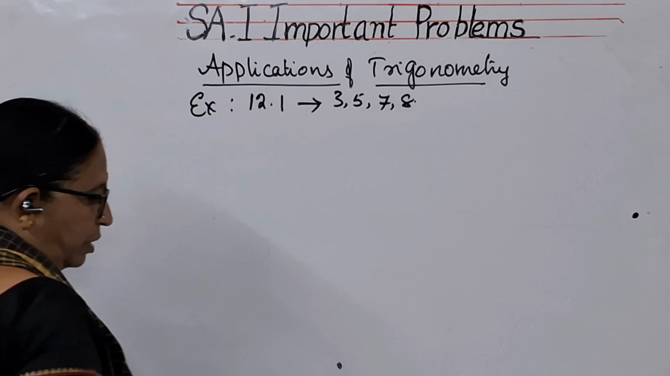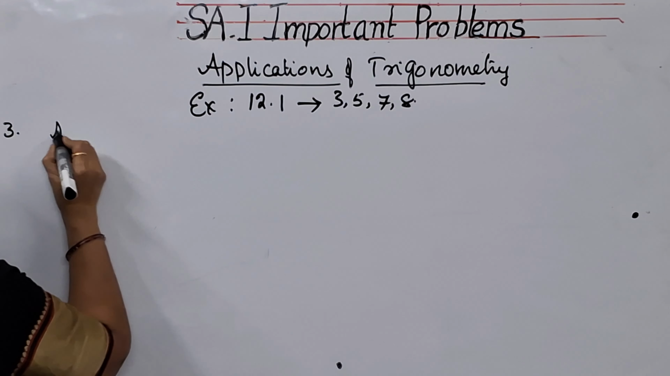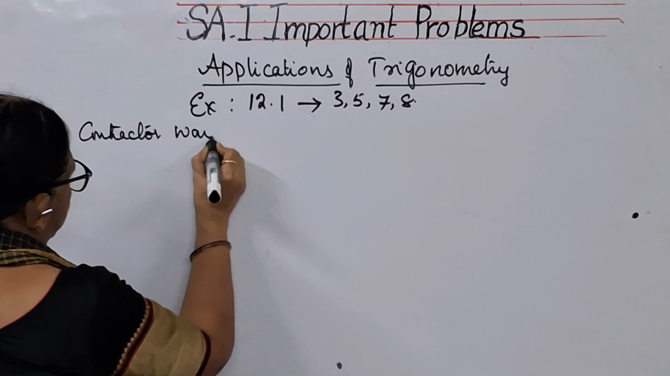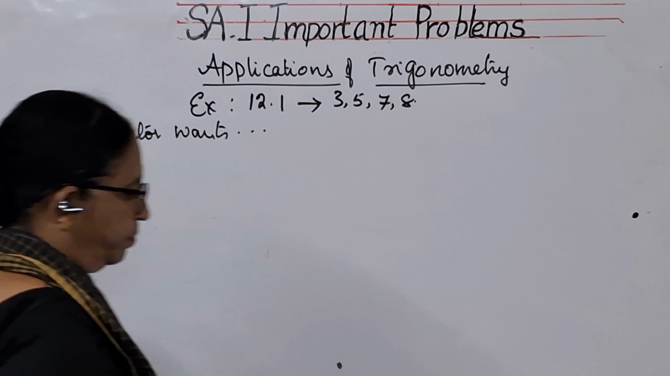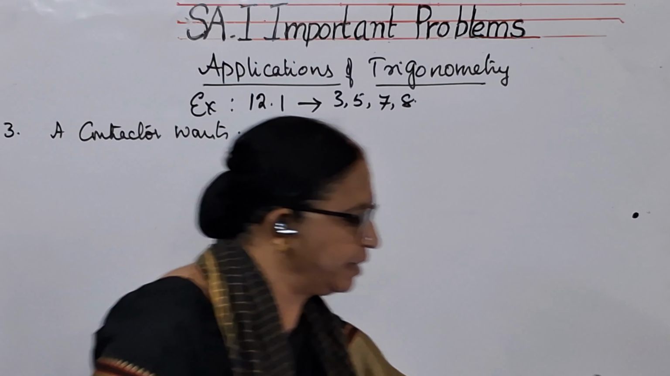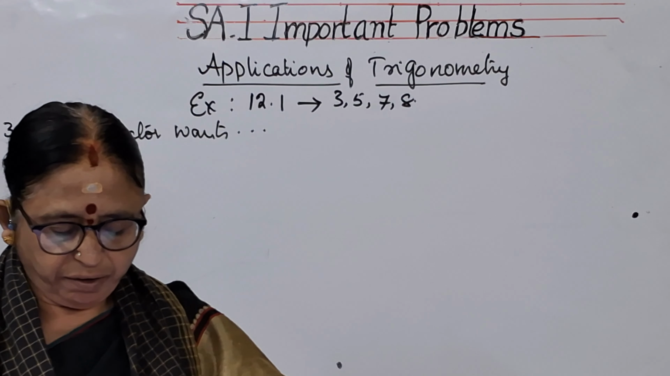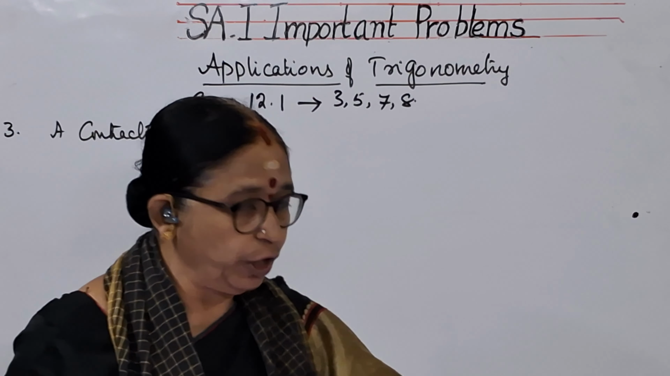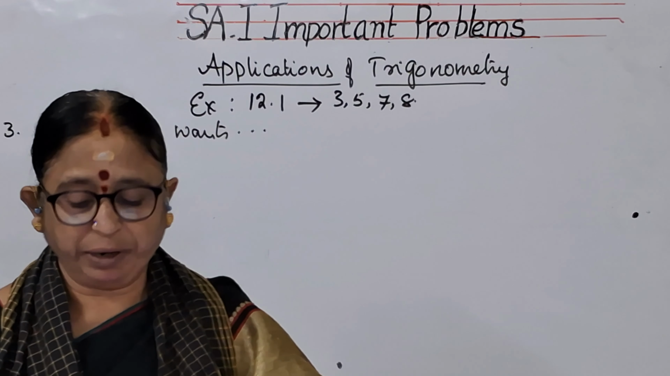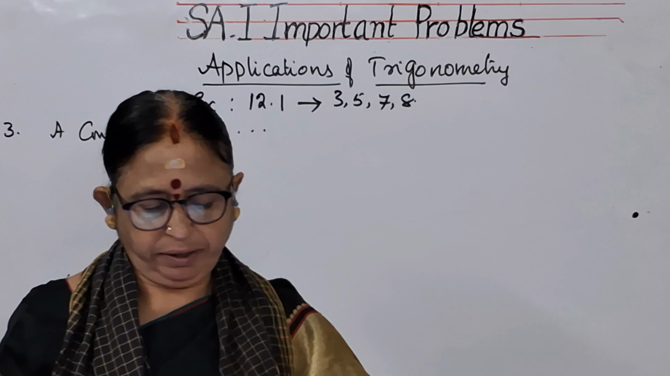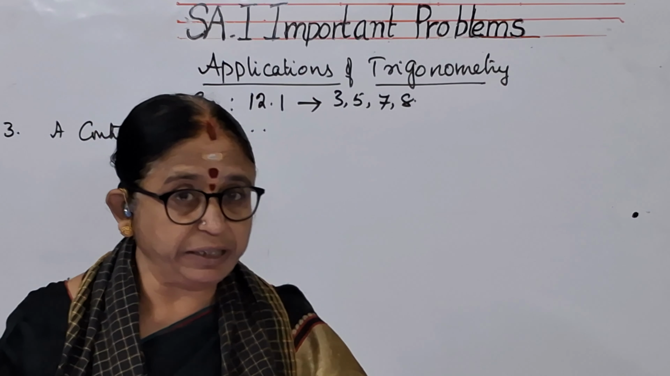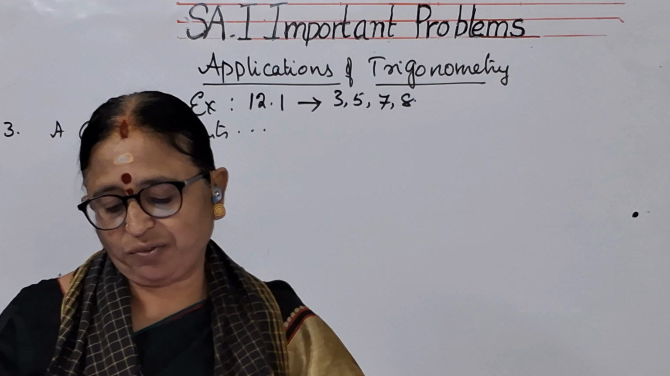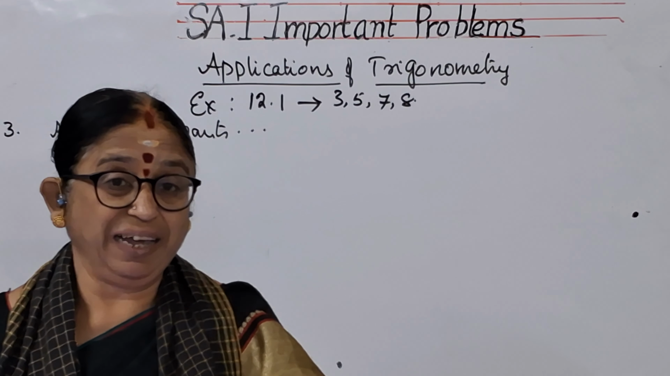So let me talk about the third problem. It starts about a contractor. Let me read this problem. A contractor wants to set up a slide for the children to play in the park. You know about the slide, children, with it the children will play. He wants to set it up at a height of 2 meters. The height of the slide should be 2 meters. By making an angle of 30 degrees with the ground, what should be the length of the slide?